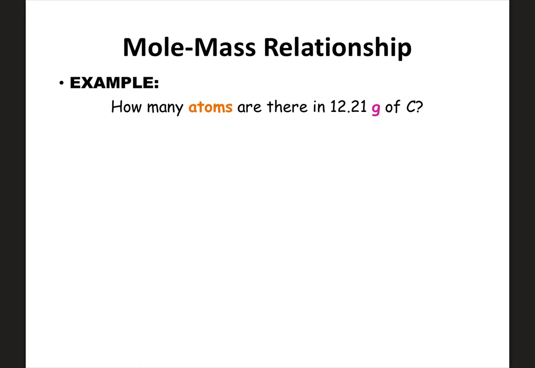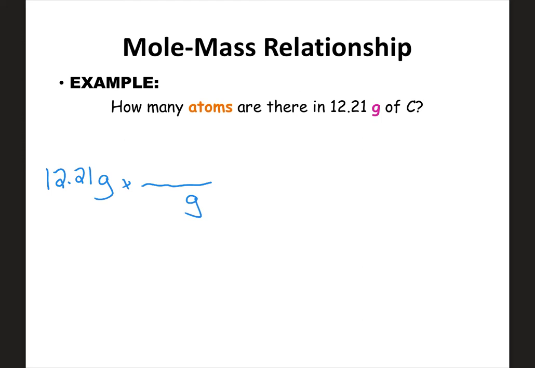One more example here that's a little bit more fun, but I want to walk you through this one together. You're more than welcome to pause and try it if you want. So for this problem, we want to know how many atoms are there in 12.21 grams of carbon. Same setup here. We start with what we're given, 12.21 grams. Multiplication symbol, conversion line. Whatever unit we have on top, we immediately write it on the bottom, grams.